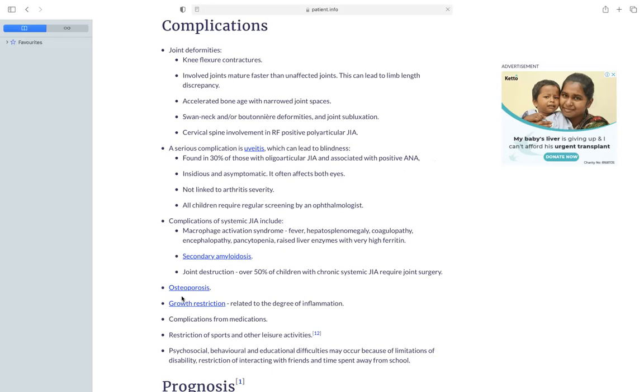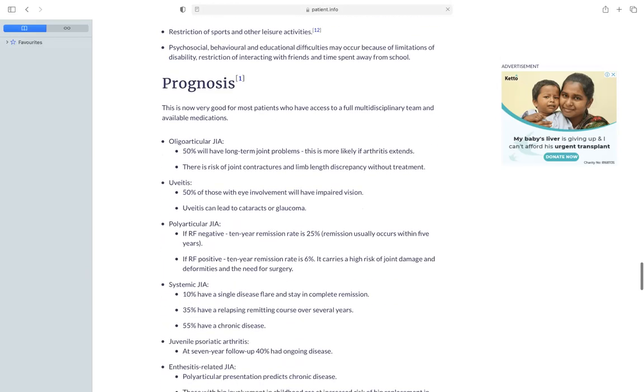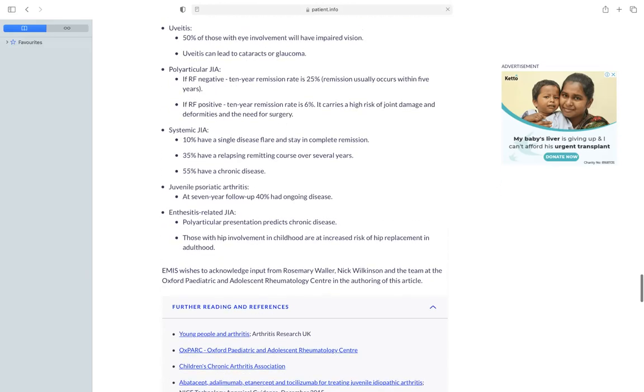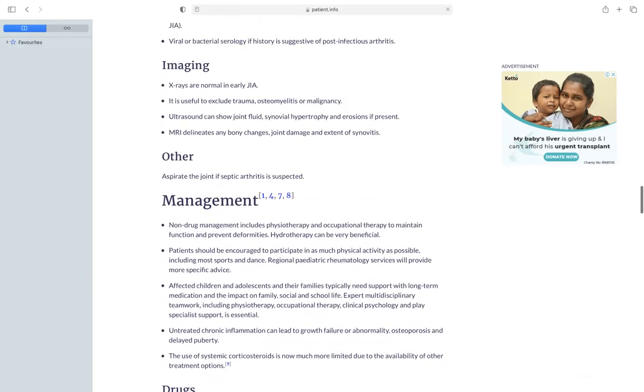Next is osteoporosis and growth restriction. That's all, I think enough. We should at least know the names of a few drugs, and non-medical management is very important: physiotherapy, occupational therapy, hydrotherapy, psychological support, and rheumatologist involvement.